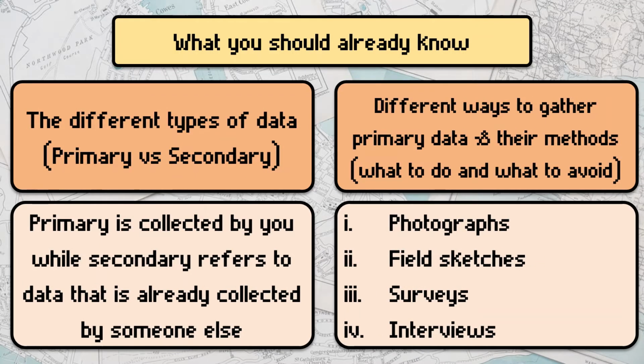Next, you also need to know about the different ways to gather primary data and their methods. This involves knowing what to do and what to avoid. When we are trying to find data, we need to know what we must do properly and what we must make sure we do not do, so that we get accurate data for our research. The different ways to gather primary data are, for example, photographs, field sketches, surveys, and interviews. Each of these methods has its good points and bad points, as well as how to do them properly in order to avoid collecting data that cannot be used.